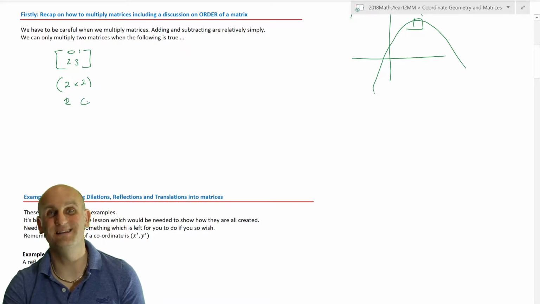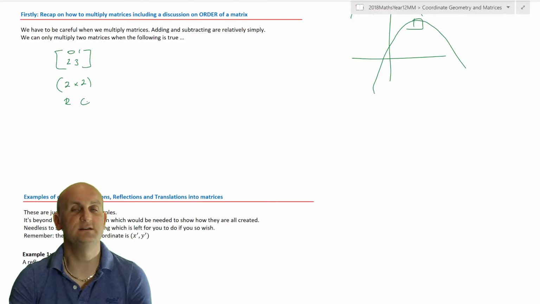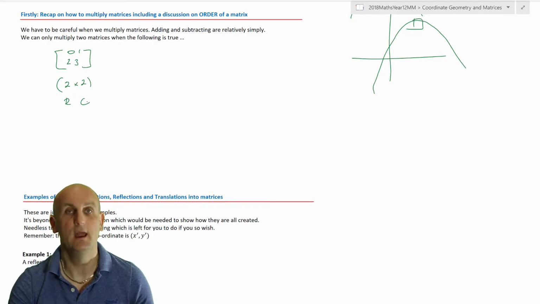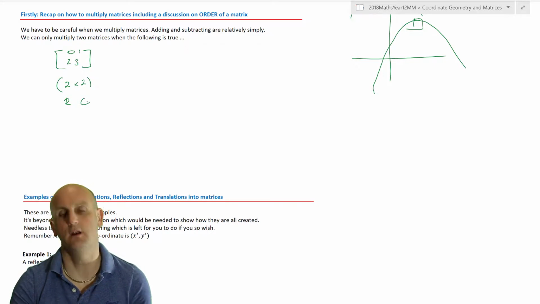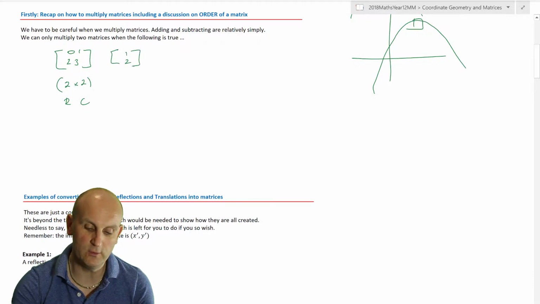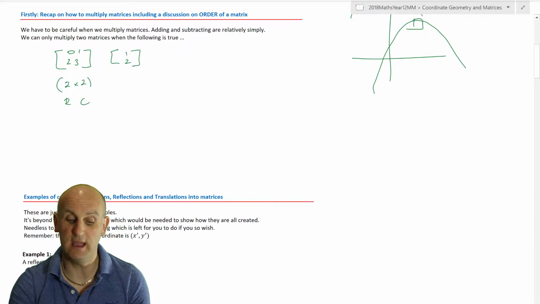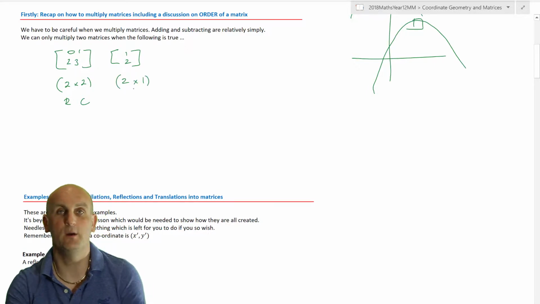The way I remember that is RC, as in rows and columns, and that's the order it always is. So for this one here, if I just put 1, 2, how many rows do I have? I have 2 rows, but I have 1 column, so that would be a 2 by 1.